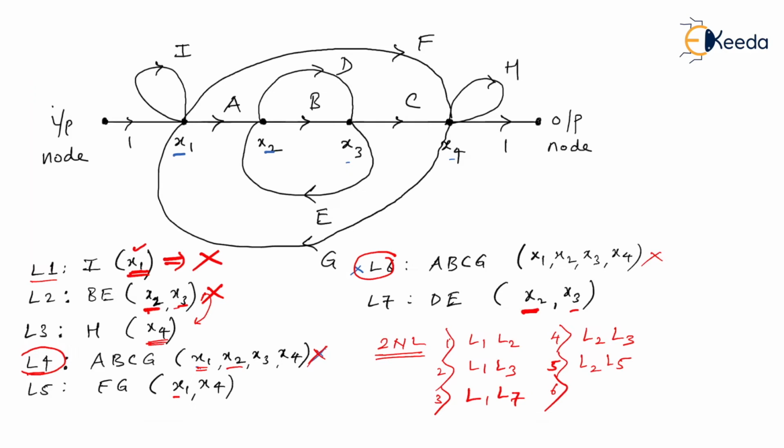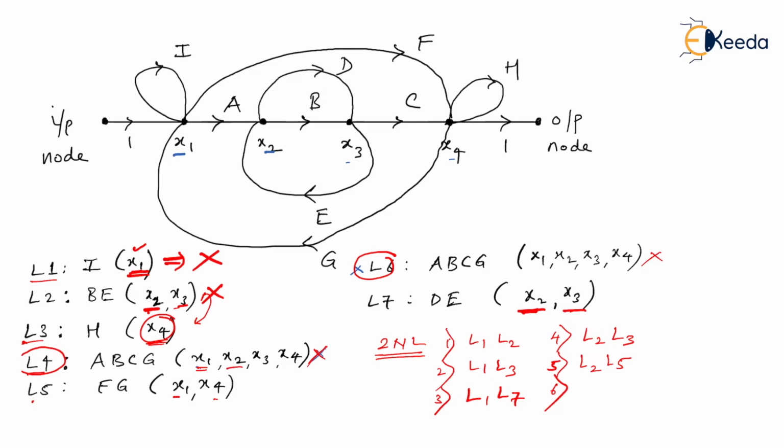Let us go for L3. Now you shouldn't compare L3 with L4 because L4 is already out of the competition. L3 with L5, when you compare, x4 is a common node. So I cannot go for L3 and L5. Compare L3 with L6. Again, we shouldn't compare with L6 as we said earlier. So compare L3 with L7. So L3 is involving x4 and L7 is involving x2 and x3. As you can see, there is no common node between L3 and L7.